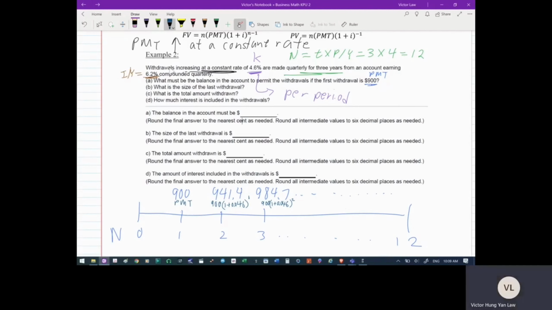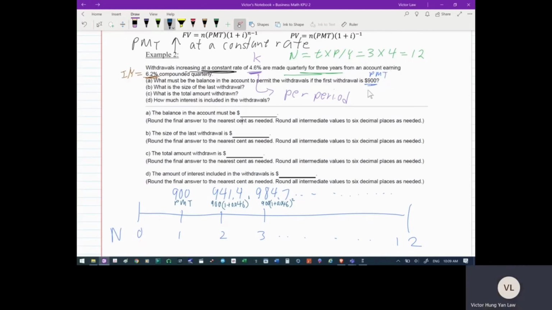So we know that we're making a withdrawal, which increases at a rate of 4.6% per period, and we're doing it for 3 years quarterly. So that means our n equals t times PY, because we have payments. So we have 3 times 4, so 3 years times payments per year, which is 4, so our n is 12. So we have a total of 12 payments. In the diagram here, we have n, the number of payments, starting from 0 all the way to 12.